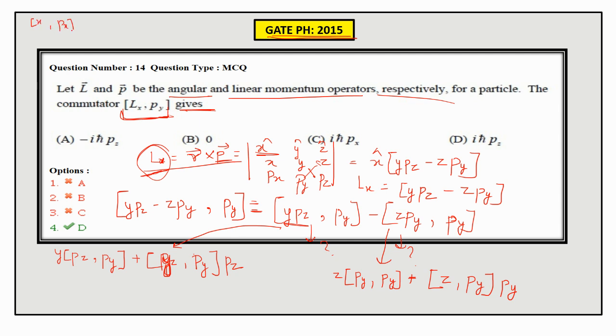[x, px] equals i h-bar, right? So this relation comes from here. Suppose you have x px minus px x. You can write px minus i h-bar d/dx, right? Again here, minus i h-bar d/dx, px and x.